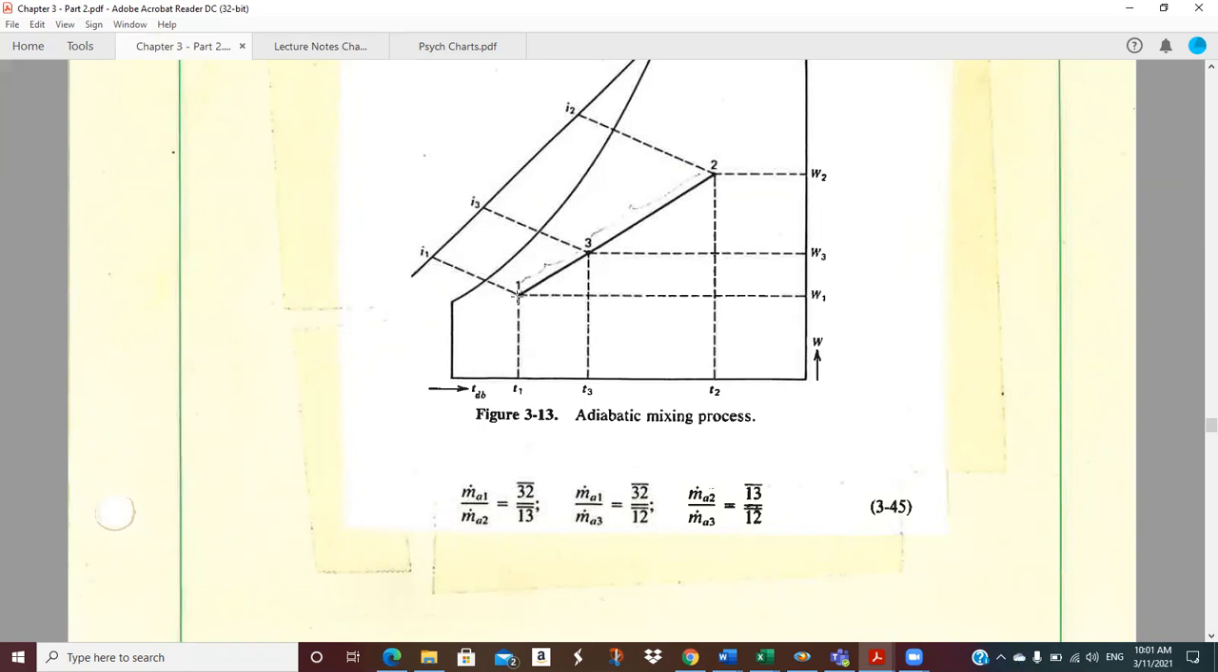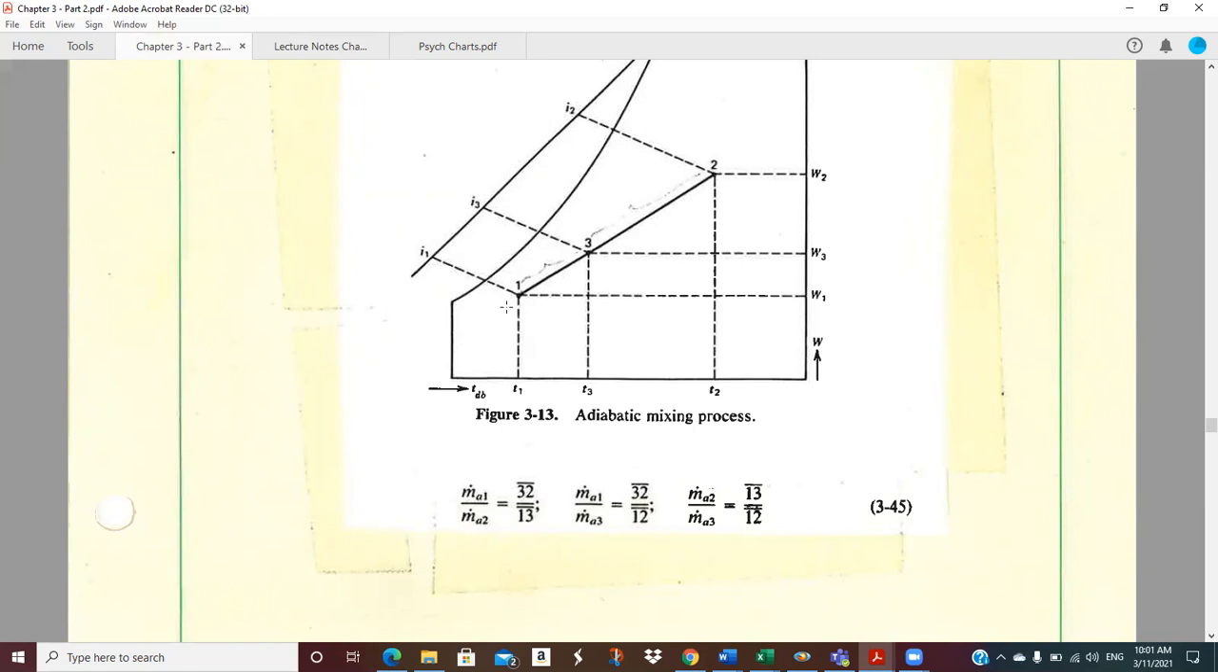Other than pressure, because the whole thing is at constant pressure. And then here's state two. So you just put those two dots and you draw a line. Okay. And then three has to lie on that line.